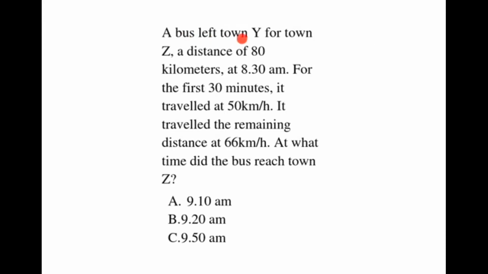A bus left town Y for town Z, a distance of 80 kilometers, at 8:30 a.m. For the first 30 minutes, it traveled at 50 kilometers per hour. It traveled the remaining distance at 66 kilometers per hour. At what time did the bus reach town Z?